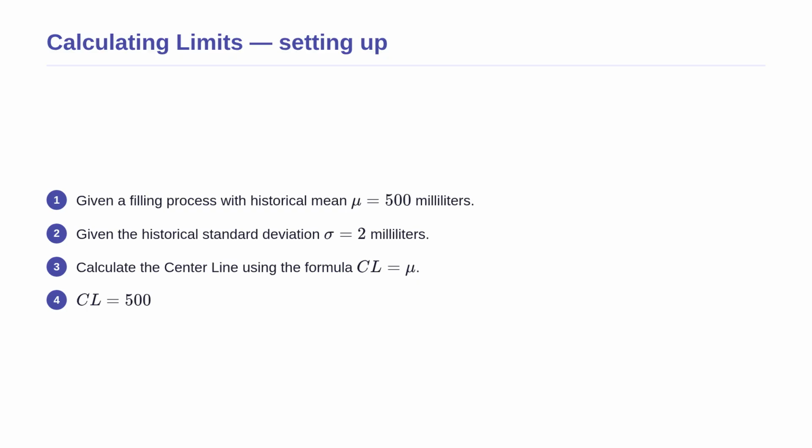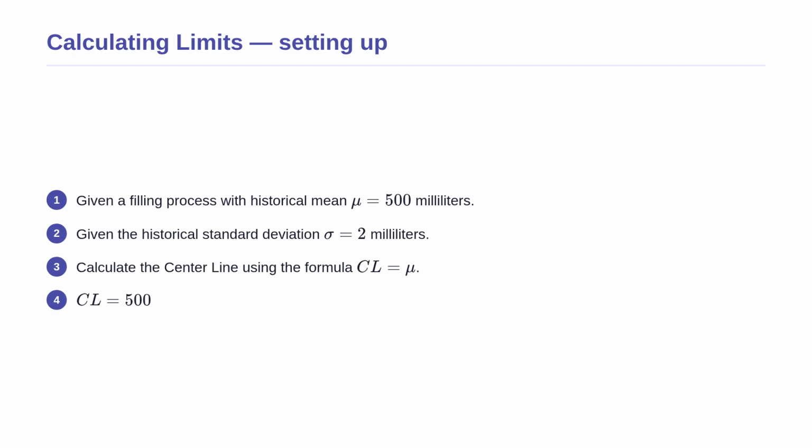Now that we have seen the diagram, let us apply our formulas to a concrete example. A factory uses a machine to fill bottles with exactly 500 milliliters of water. Historical data shows the process is stable, with a true average fill volume of 500 milliliters and a standard deviation of 2 milliliters. We are asked to calculate the center line, upper control limit, and lower control limit.